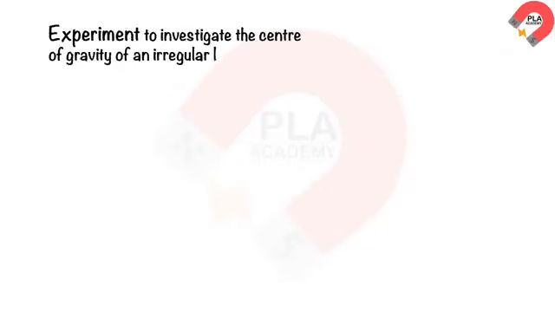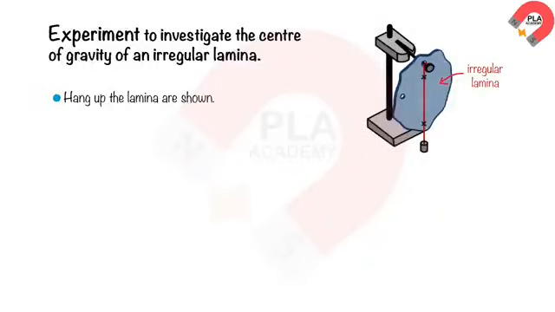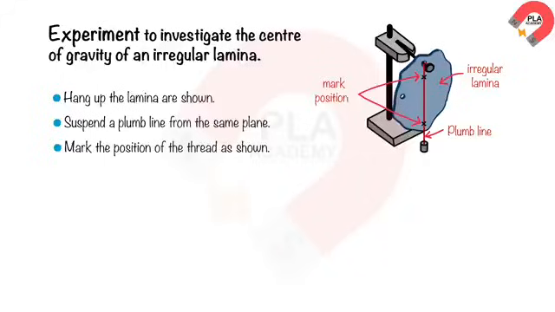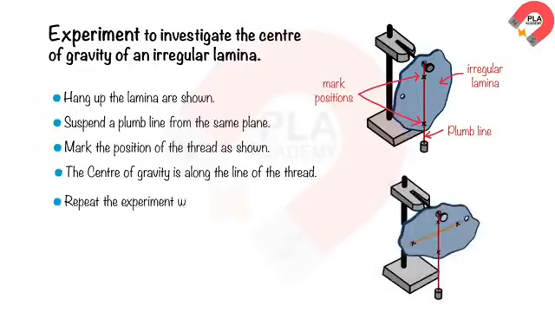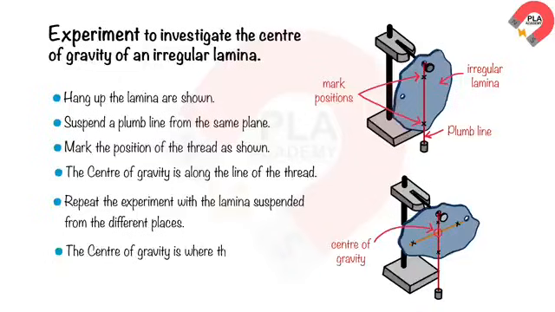Experiment to investigate the center of gravity of an irregular lamina. Hang up the lamina as shown. Suspend a plumb line from the same place. Mark the position of the thread as shown. The center of gravity is along the line of the thread. Repeat the experiment with the lamina suspended from different places. The center of gravity is where these lines cross.